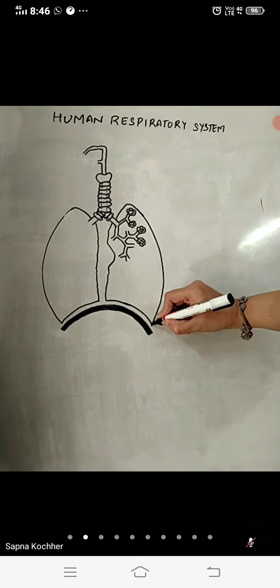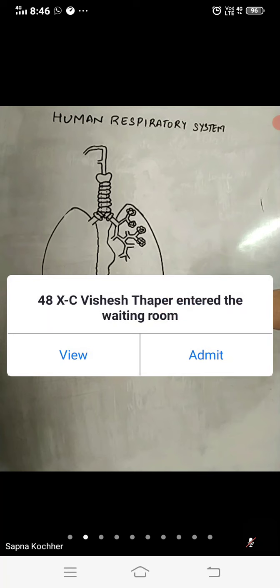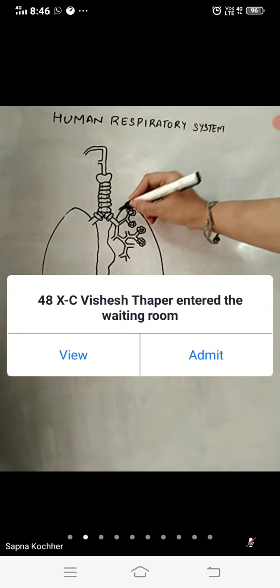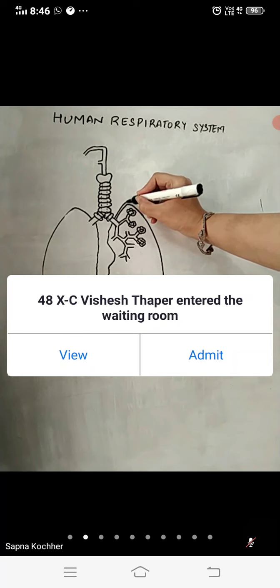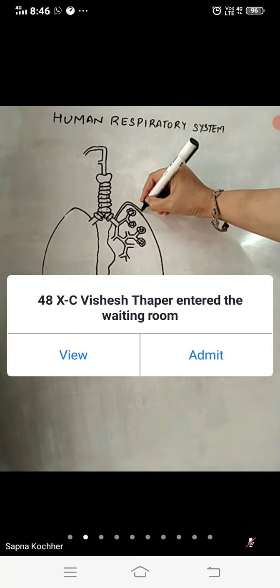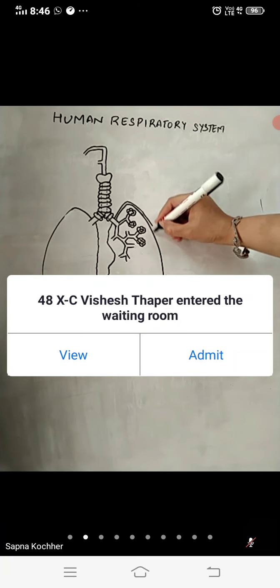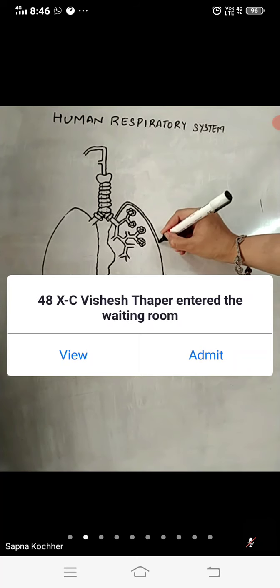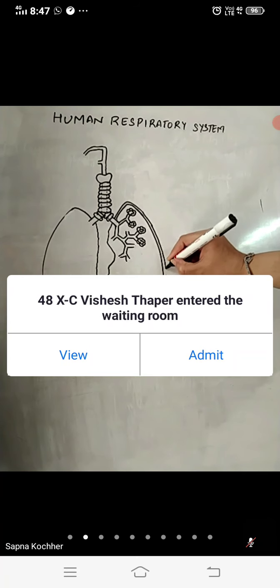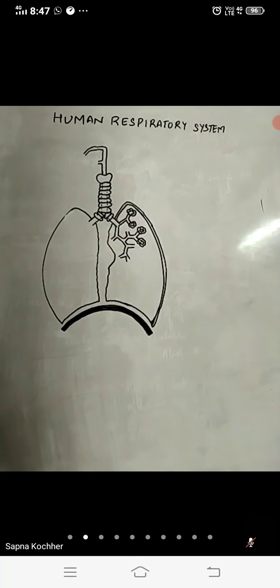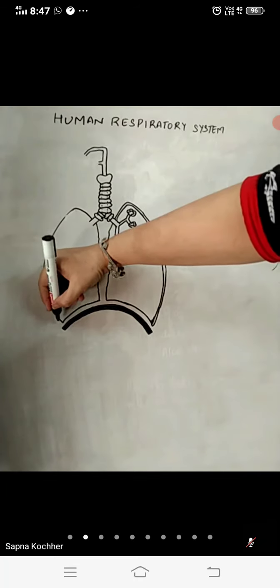Now around the lungs there is also the wall of the lungs. You can make the wall of the lungs around it or inside it as you wish. Like this, you can make the pleural membrane, which is present just around it, like this. So this is the membrane that surrounds the lungs, like this. Both sides you can make these pleural membranes. That is a membrane of the lungs.